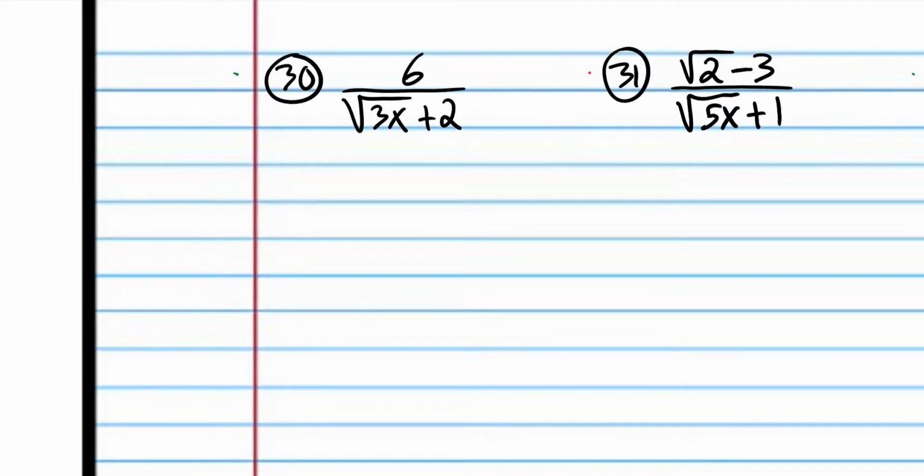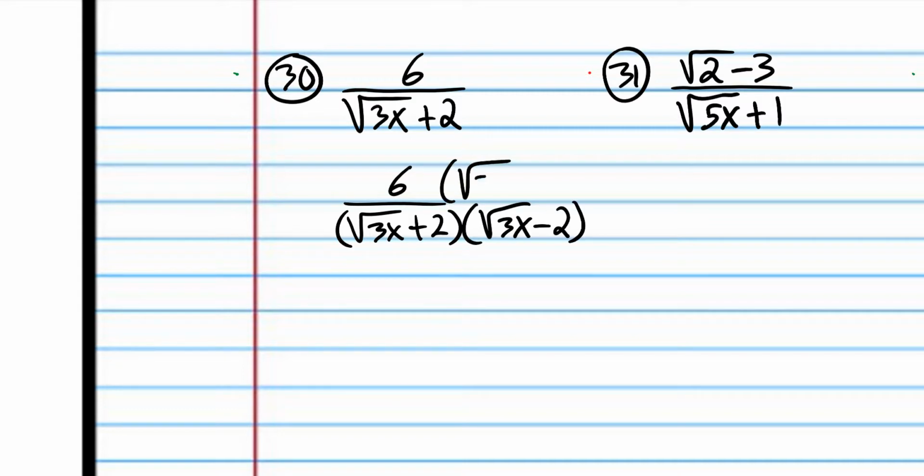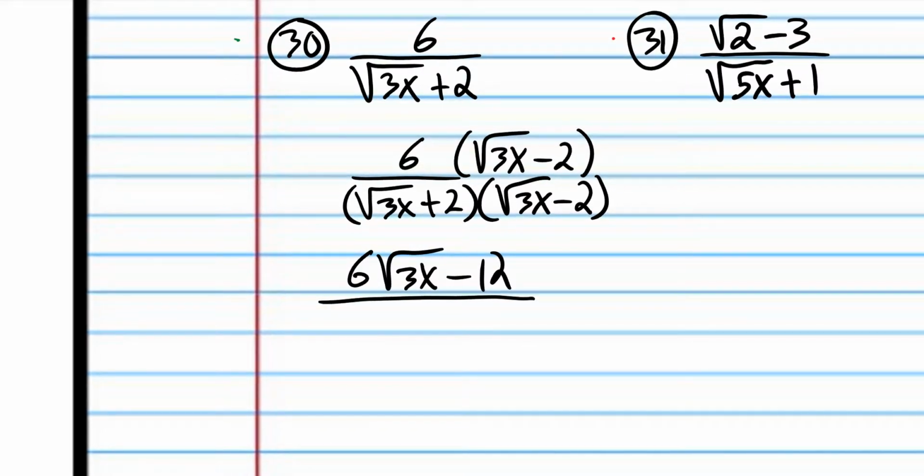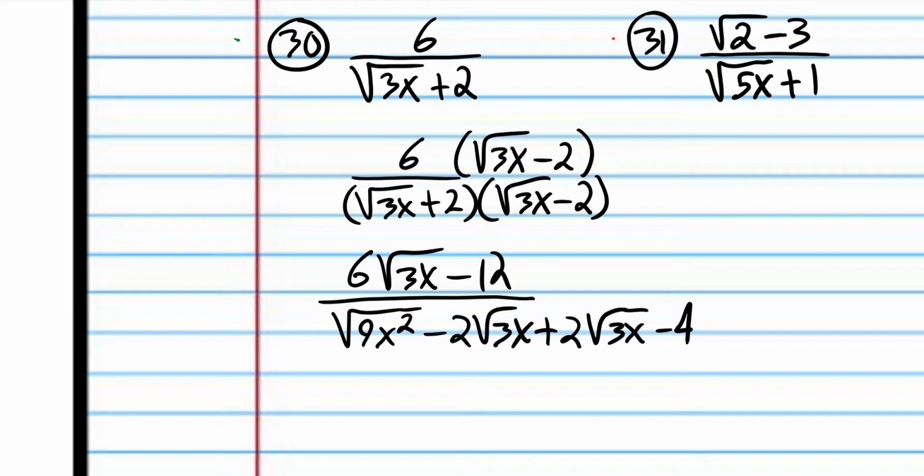All right, we're back. So we have 6 over root 3x plus 2, multiplying by root 3x minus 2. So we have 6 root 3x minus 12, and root 3x times root 3x. There's a lot of different ways you can do it. You can write it as root 9x squared, or you can just write it as 3x because it's going to simplify to 3x. Then we have negative 2 root 3x plus 2 root 3x minus 4.